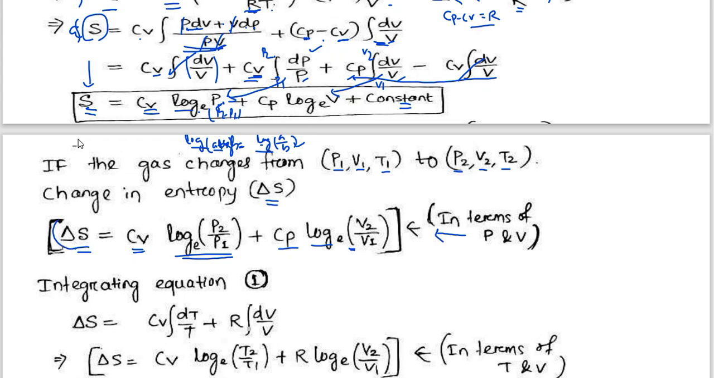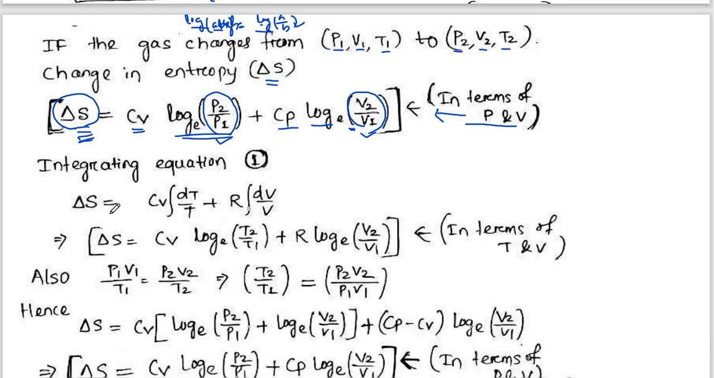Because delta S is the change in entropy, it contains P, this is pressure, and this is volume. So this expression is the entropy change expression in terms of pressure P1, P2 and volume V1, V2. So this is in terms of P and V. Now we shall proceed to other parts.